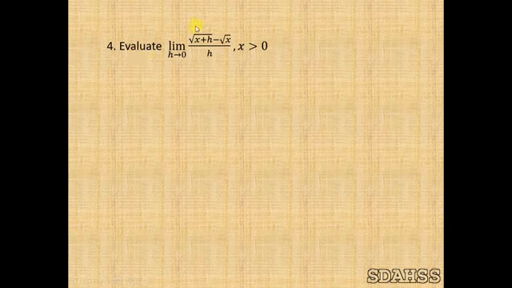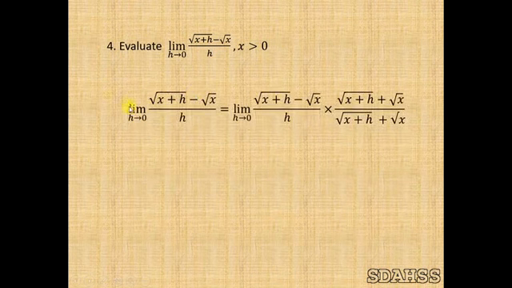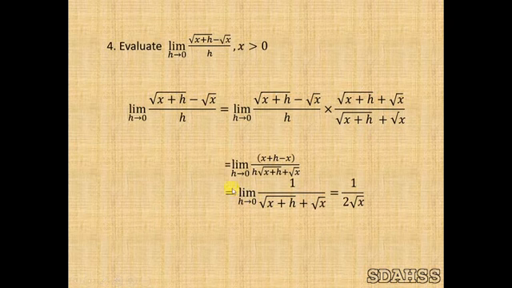Fourth sum. Evaluate the limit as h tends to 0 of (root of (x plus h) minus root x) divided by h, where x is greater than 0. Here multiply the numerator and denominator by its conjugate. So you have the limit as h tends to 0 of (root of (x plus h) minus root x) divided by h, into its conjugate, which is (root of (x plus h) plus root x) divided by (root of (x plus h) plus root x).